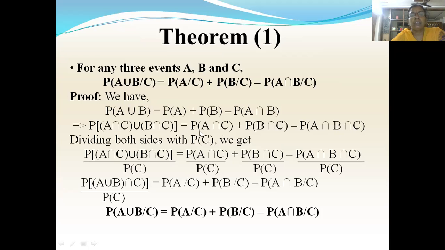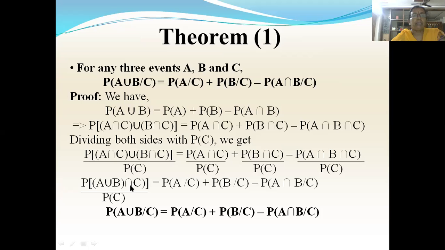Now divide both the sides by P of C. When we divide both the sides by P of C, we'll get in this equation: P of A intersection C union B intersection C by P of C is equal to P of A intersection C by P of C plus P of B intersection C by P of C minus P of A intersection B intersection C by P of C. Now here in the LHS, this A intersection C union B intersection C, I can combine these two and write it as A union B intersection C.